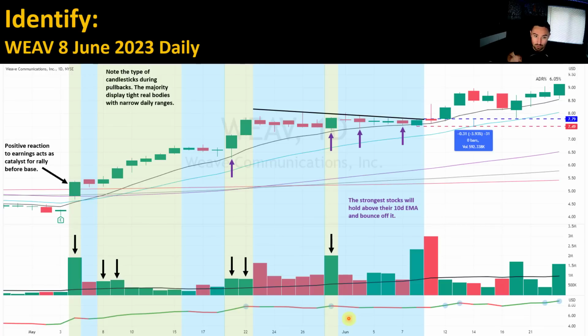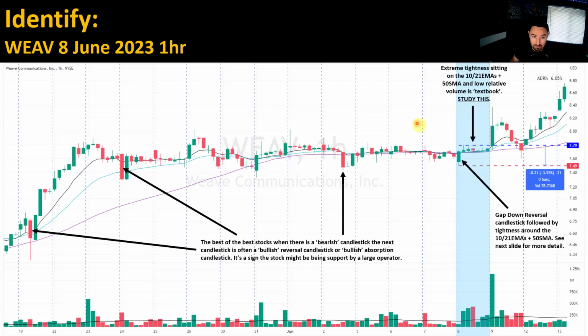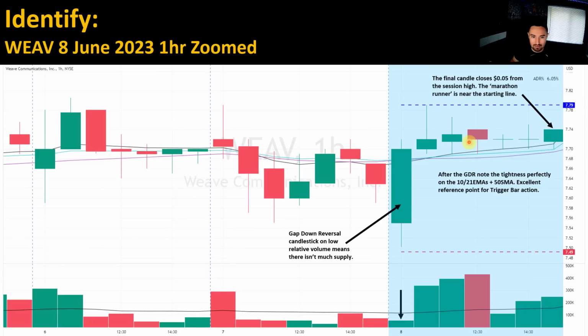Okay, so I just want to dial it in and show you example after example. WEAV, trigger bar coming through here. Okay, when you go down and then you look here, look at the 10, 21 and 50 SMA. This is a gap down reversal bar. So price gaps down, opens near the low, little shakeout demand tail, pushes up, and then tight, sitting on the 10, 21 and the 50 SMA. Not bad. That's what you want to see.